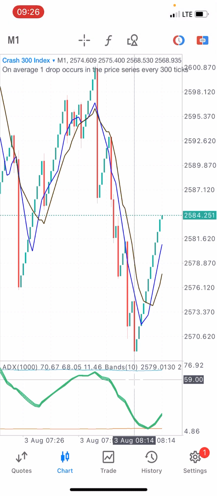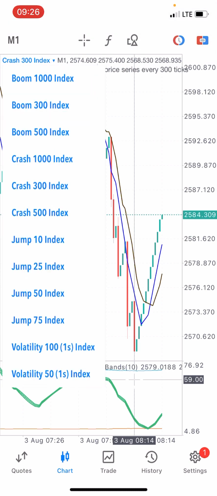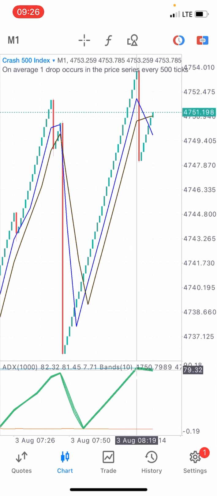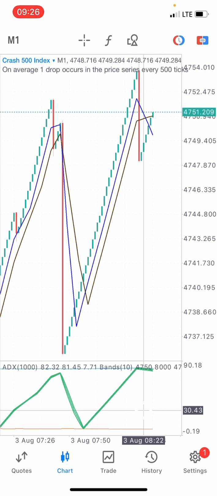But now you see that's how it works. But I'm still looking for that pair. Exactly, it was a Crash 500 we're looking out for. Okay, so now the market has gotten to this level. We expect it to go back down.